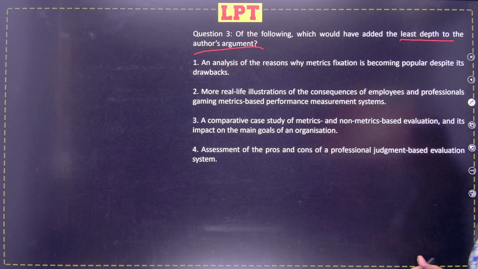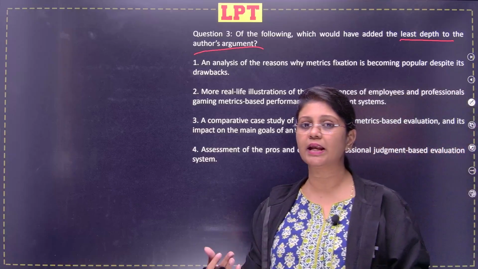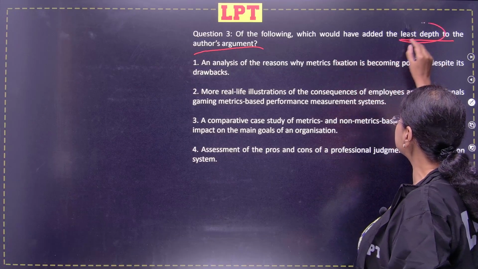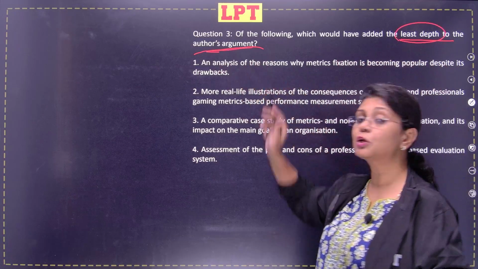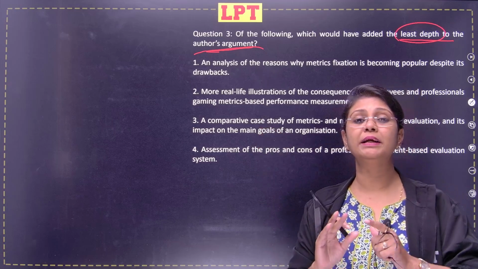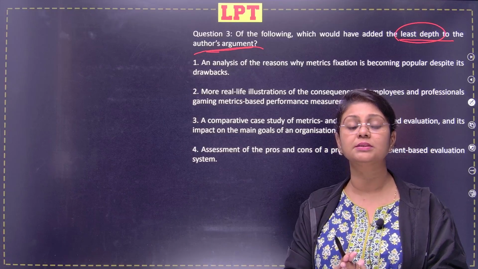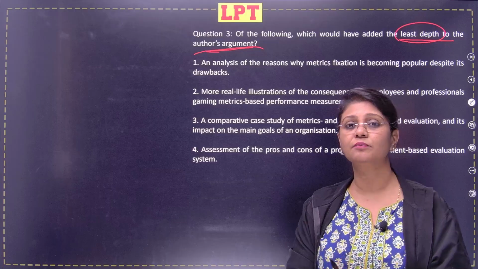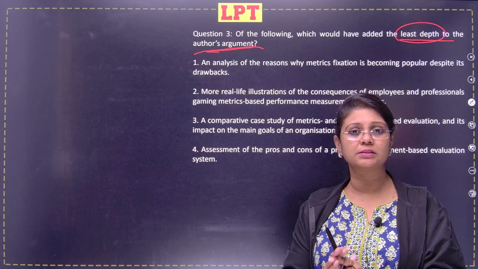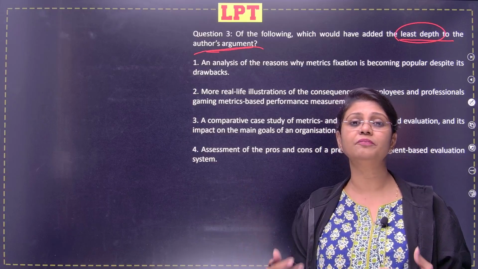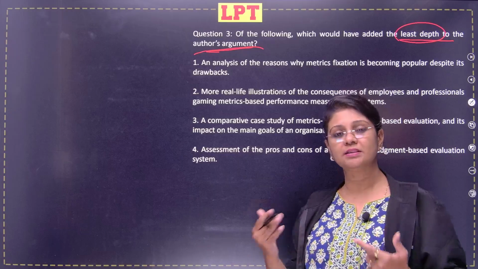Okay, let us evaluate these options and see if we can answer this question. It says, of the following, which would have added least depth to the author's argument? The author's argument was that metric fixation as a performance evaluation process has a lot more negative consequences as compared to the positive ones. In fact, he has not talked about any positive consequence of metric fixation. So let us evaluate these options.